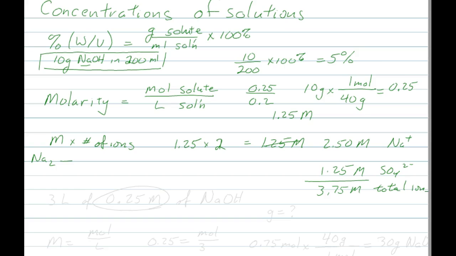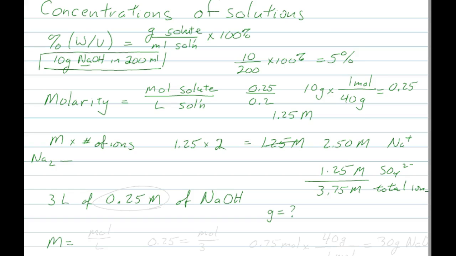This is where you have the number of grams and you're trying to find the molarity. You can do the opposite. Suppose you have 3 liters of a 0.25 molar solution of NaOH. How many grams do you need? So the question is how many grams.